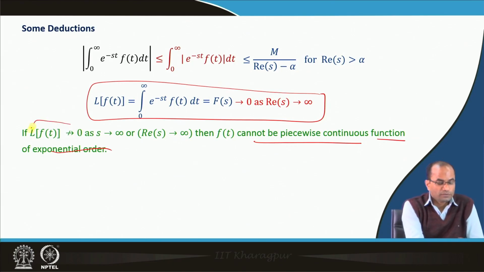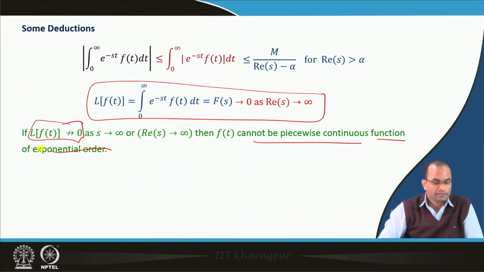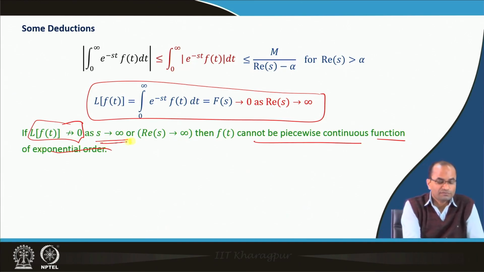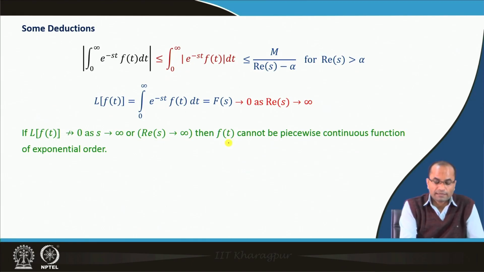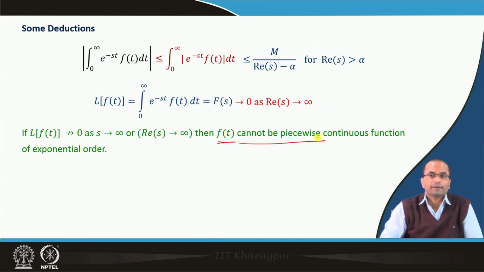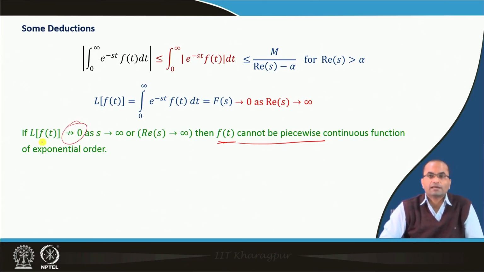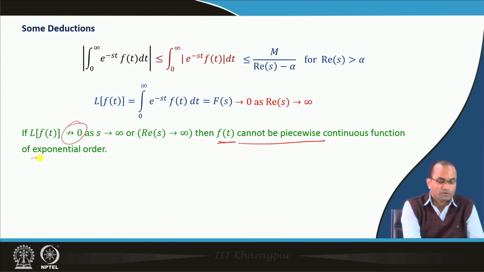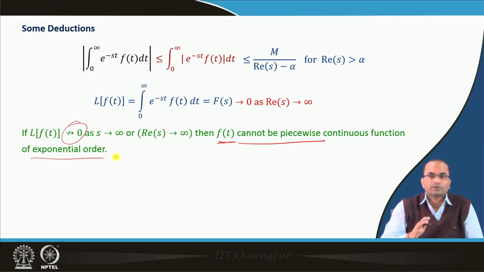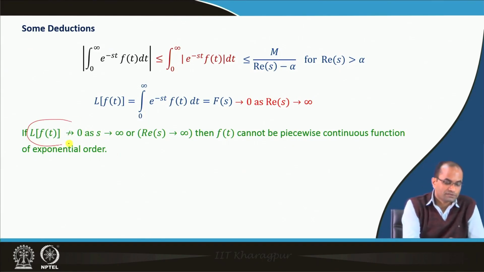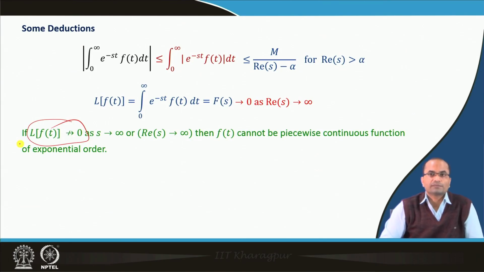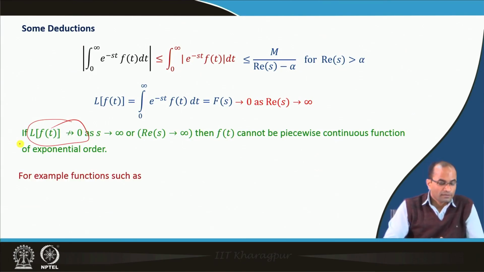But if we notice in some problem that the Laplace transform of f(t) does not go to 0 as s goes to infinity, then we are sure that f(t) cannot be a piecewise continuous function of exponential order. That is what we can definitely deduce if we find that the Laplace transform is not going to 0 as s approaches infinity.